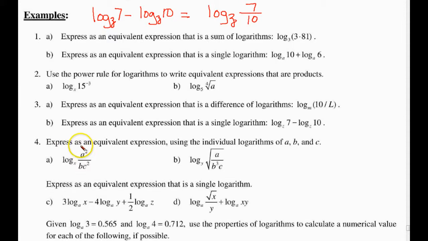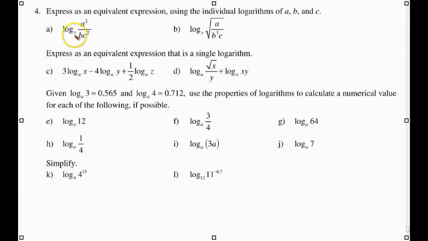Now it says express as an equivalent expression using the individual logarithms of A, B, and C. Well, I think I have room here, so I will move this up. Now, as we look at this, this is a quotient, but some of these variables have exponents. So we'll do A first. Now it's going to be log base x, and it's going to be A there. Now, where are we going to put that exponent? We had done in an earlier example, we put it in front. The exponent goes in front, like so.